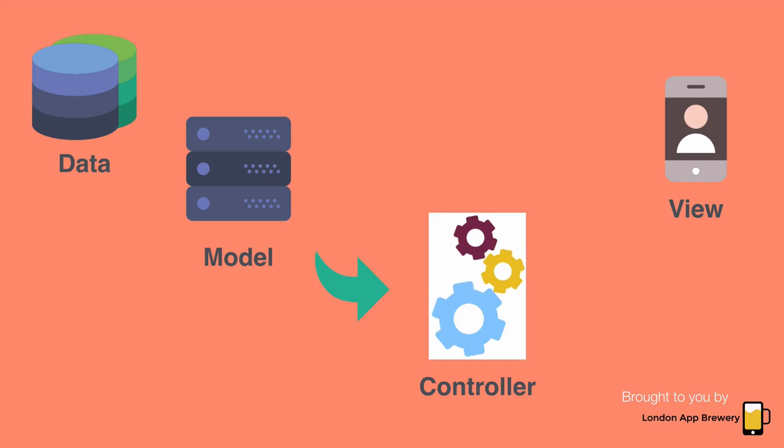The controller then prepares that data for display on the view. For example, it may have received 10 Jennifers from the model, but it serves the view only the 5 that the view can display on the screen at the same time.